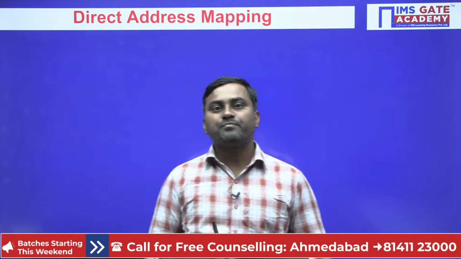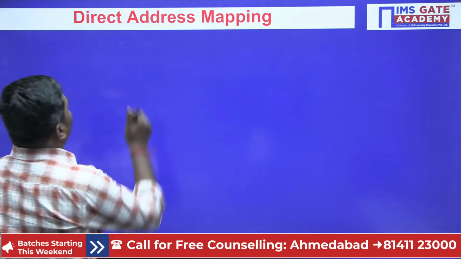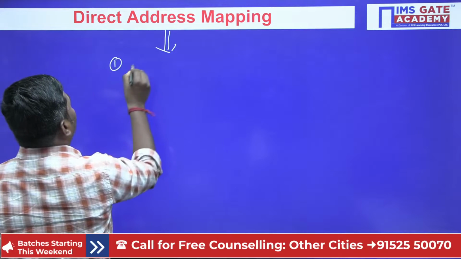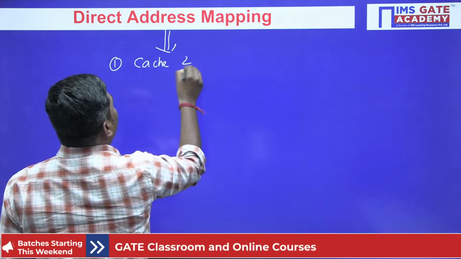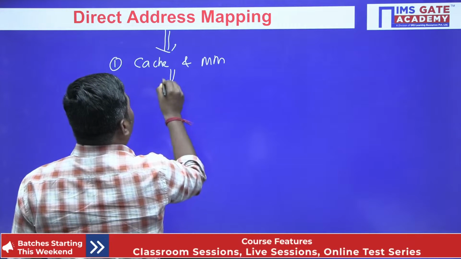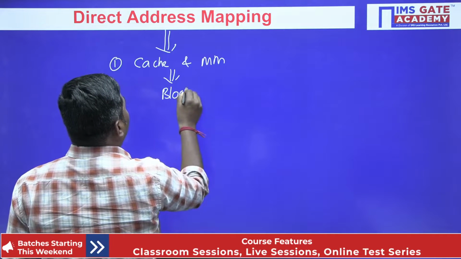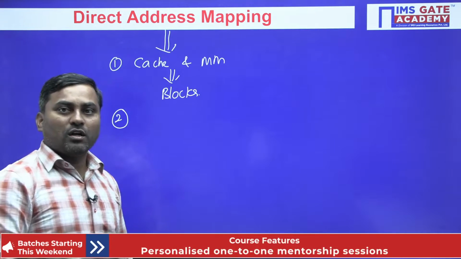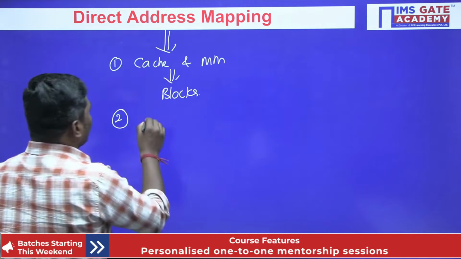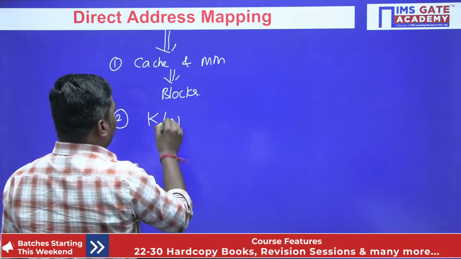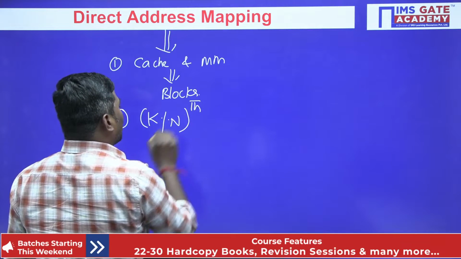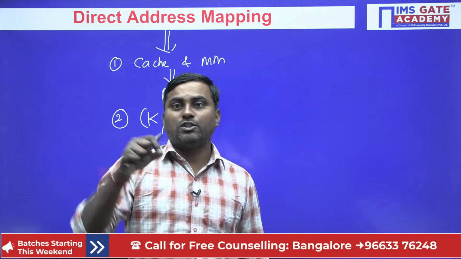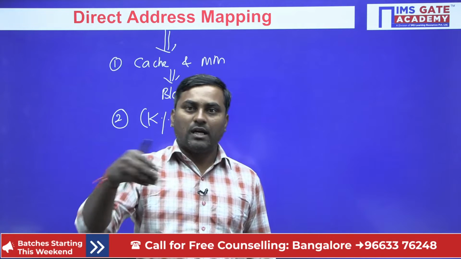Fine. So what we discussed from direct address mapping: this method says, first thing you have to understand, the cache memory and main memory both need to be organized in terms of blocks. Second, a block of main memory needs to be mapped into cache memory by using a function called k modulo n. So k modulo n is the function which gives the line number, the block number in the cache memory, in which you can load it.